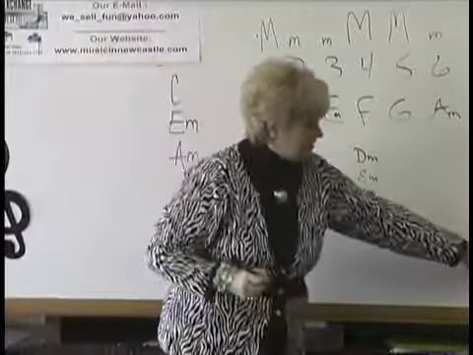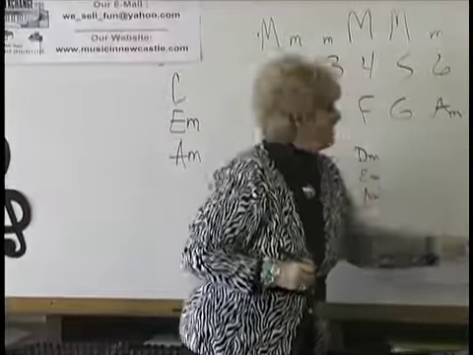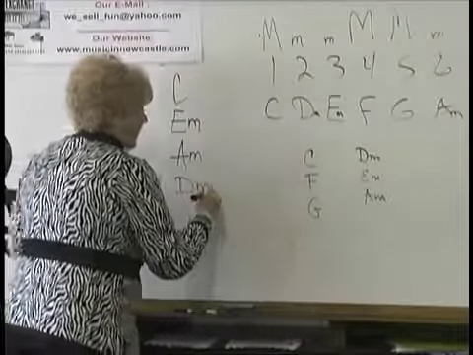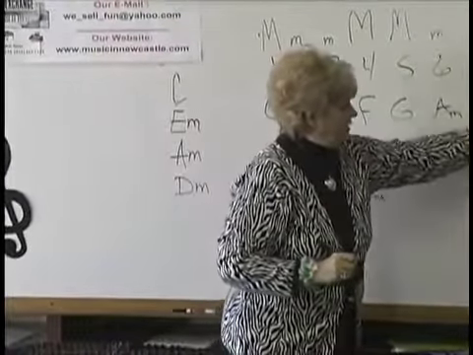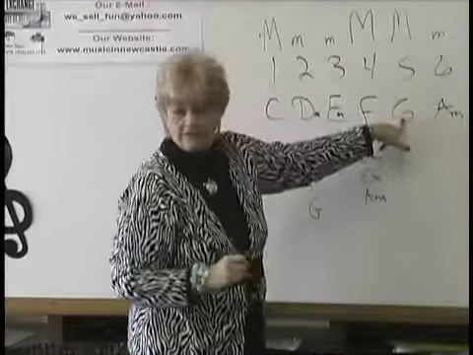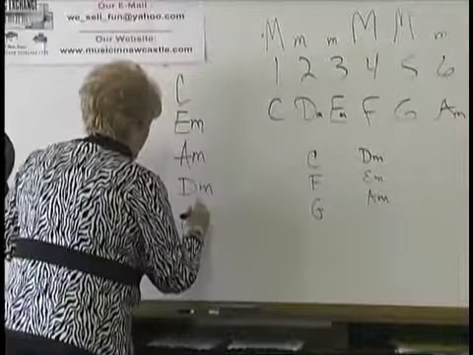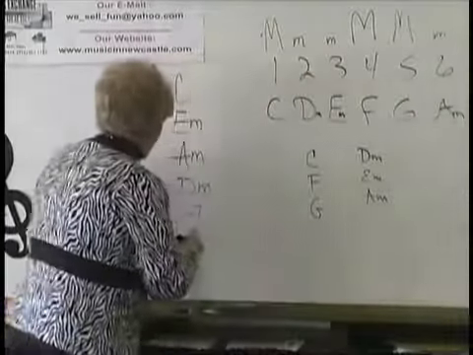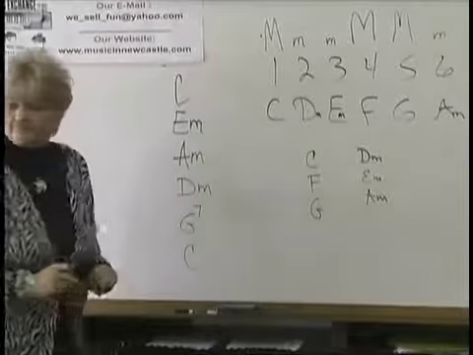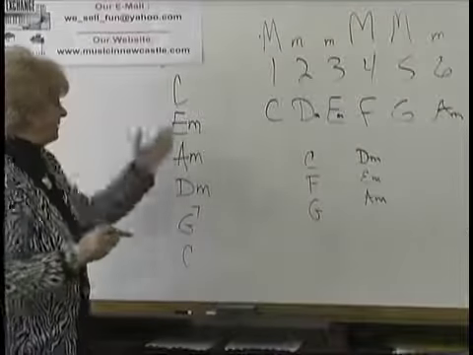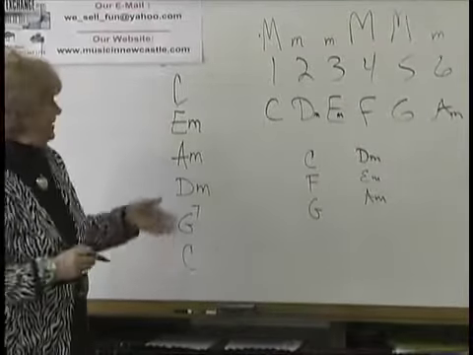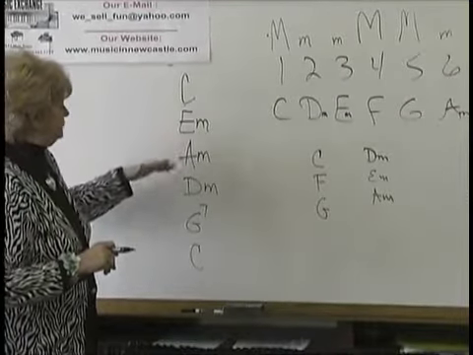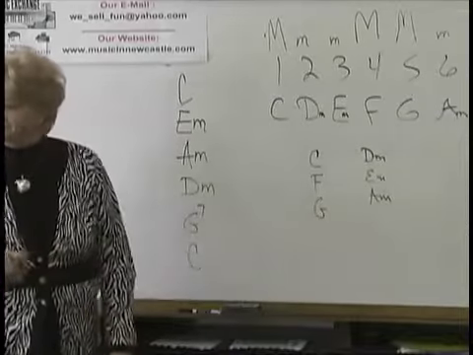Then, where does chord 6 go? 2. 2 is D minor. And where does chord 2 go? 5. G. And where does 5 go? Back to 1. You always end up back at 1 sometime. Well, you have to get back there eventually. There's the chord progression. That's called 1, 3, 6, 2, 5, 1.